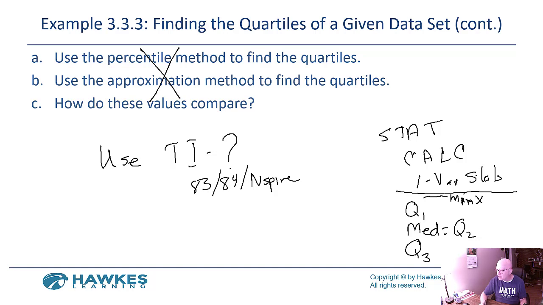Min-X is right before Q1. Right after Q3 is Max-X. And spoiler alert, this is the 5-number summary of your data values, of your data set.